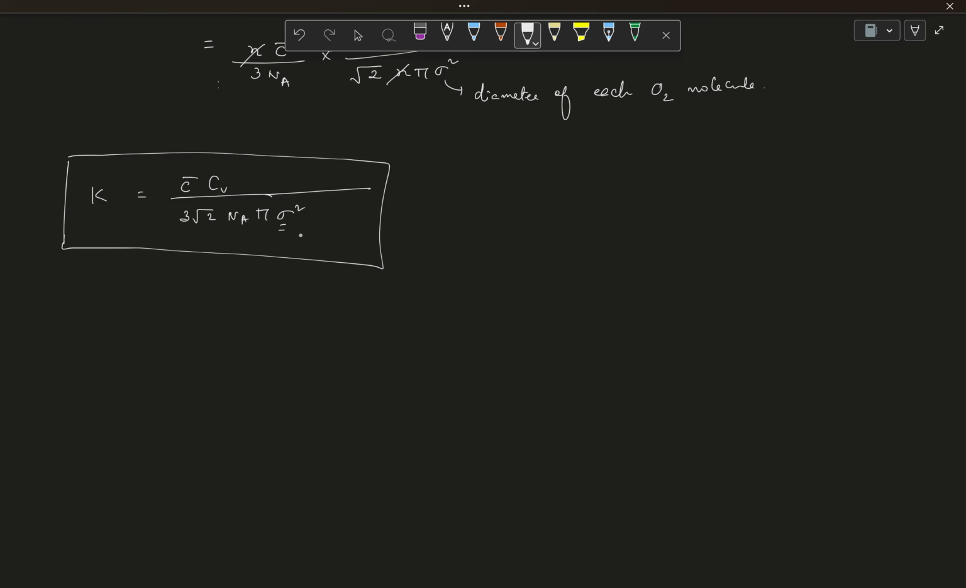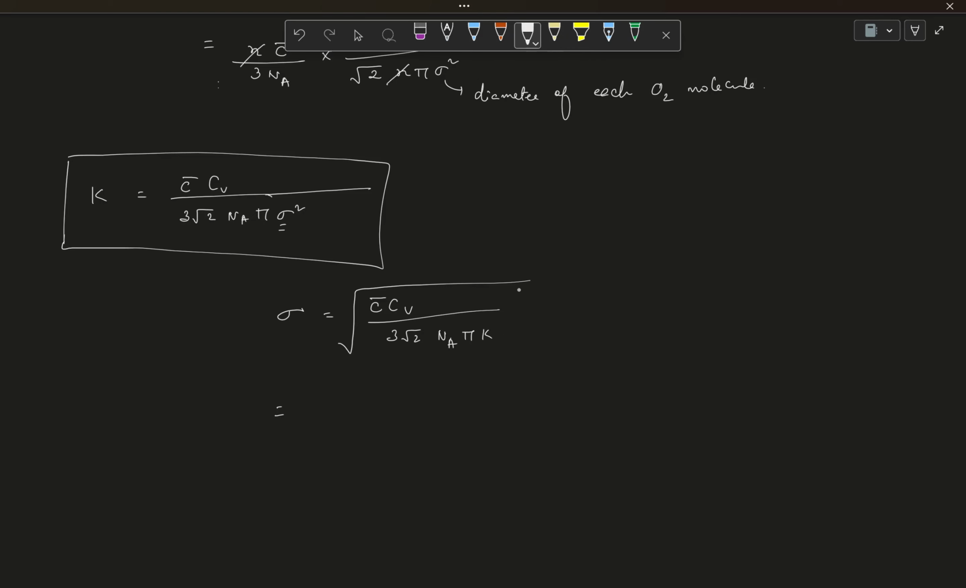So if you know sigma, that is the diameter of the oxygen molecule, you can just simply divide that by 2 and get the radius, right? So you can take sigma out from this equation as sigma equal to C bar Cv by 3 root over 2 Na times pi times K. Now because this was sigma squared, you have to take an additional square root to get sigma. And then once you have got that, you just have to put the different values for these known terms.